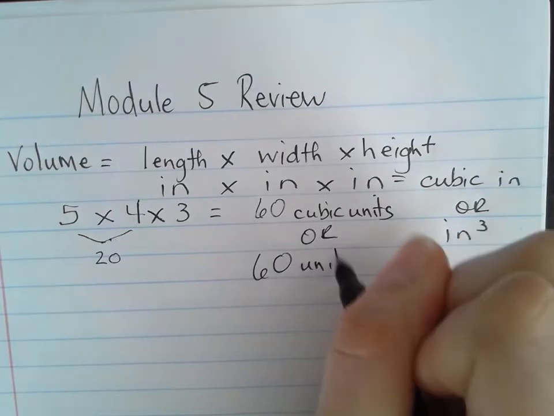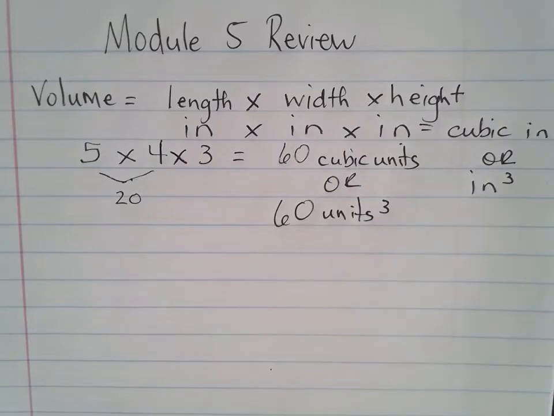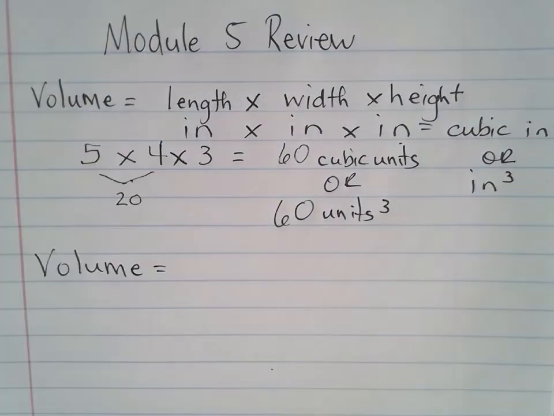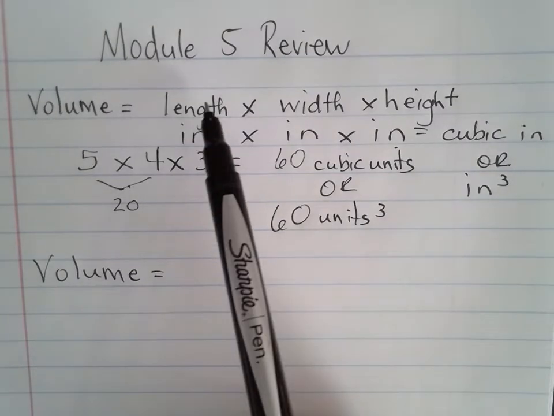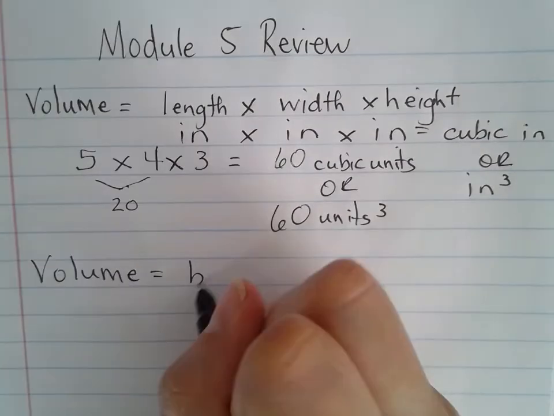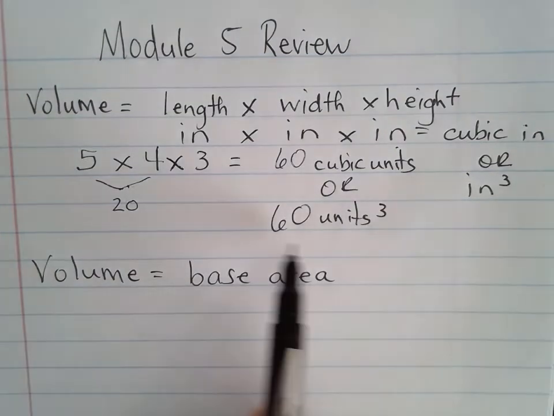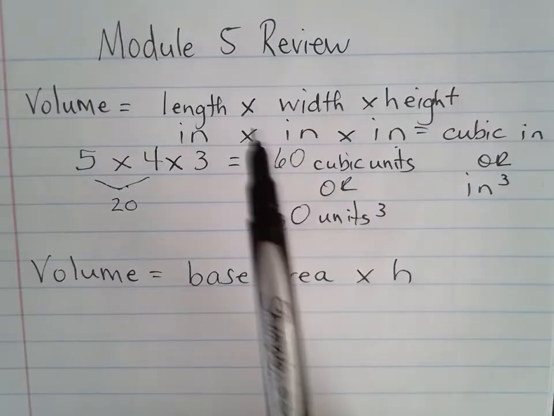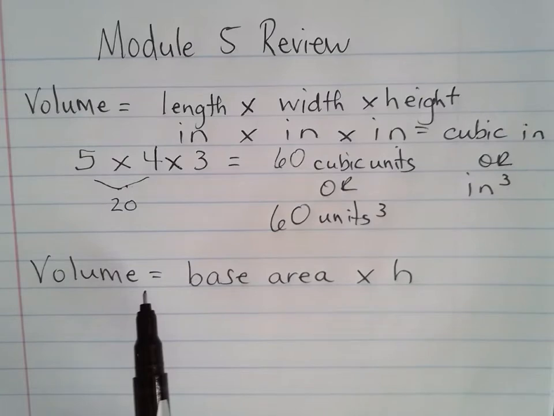And the other part of volume that we learned was that sometimes, this is the best part, they already do some of the work for you. And when I'm saying that, they already do the length times the width, and that is called base area. And they already have done the base area for you, and you just have to multiply that by the height. So instead of a 2-step multiplication problem, if you see a prism that already gives you base area, you just have to do a 1-step multiplication problem and multiply it by the height.